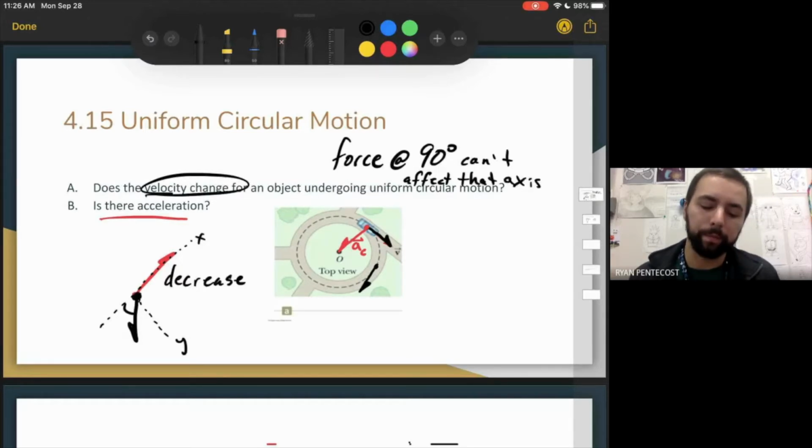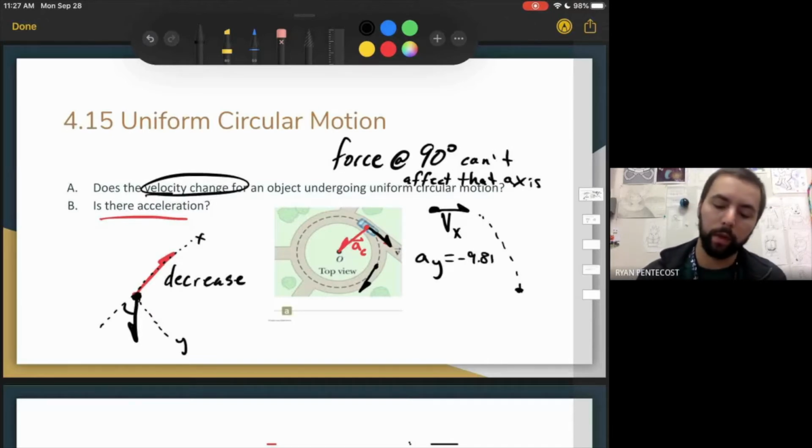So let's talk about projectiles, right? Let's say we have a type 1 projectile. Launches right here. It's got velocity in the x, and it's going to come down and it's going to splat, right? It's got acceleration in the y, which is negative 9.81. We've talked about that a lot. But that doesn't change the velocity in the x at all because they're at 90 degrees, right? Anything that's perpendicular to a vector can't actually affect the magnitude. Now, it can affect the direction.